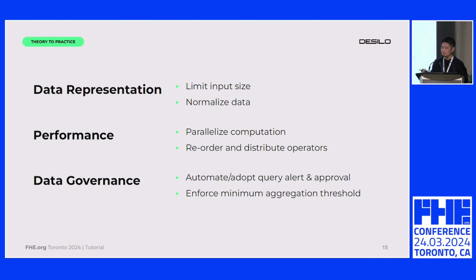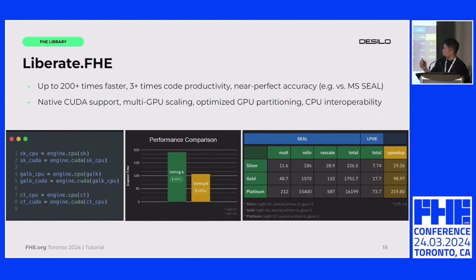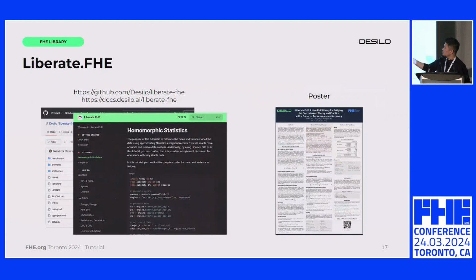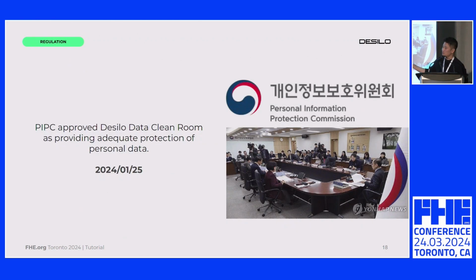There are ways to do that by either semi-automating or fully automating your query approval process, and there are some interesting things around that. We are short on time, so I'll just skip through this. We have a poster down there, so I recommend you check that out. We did put a lot of work into getting multi-GPU scaling, among other things. We do have a few websites on GitHub and also a documentation page, and we have a poster, so please do check that out.